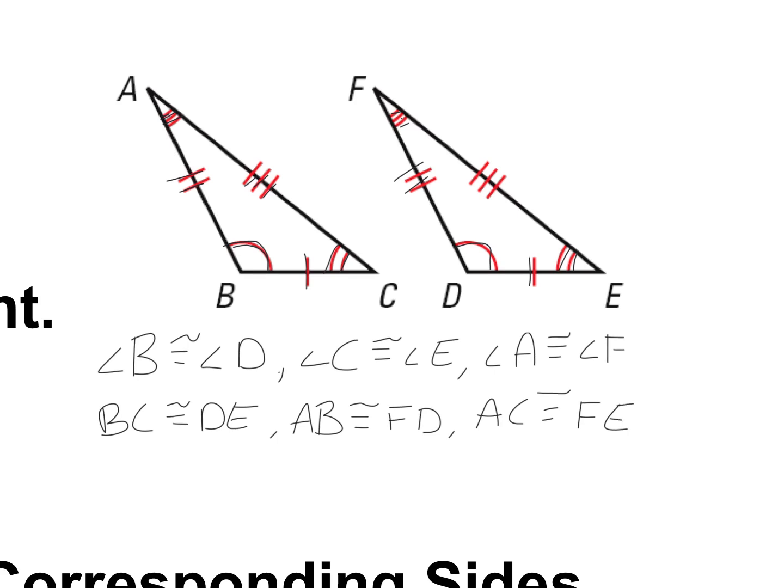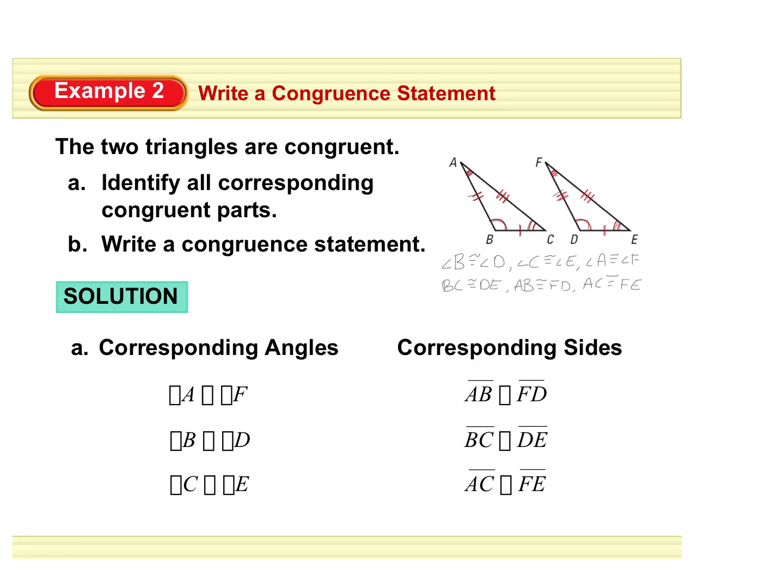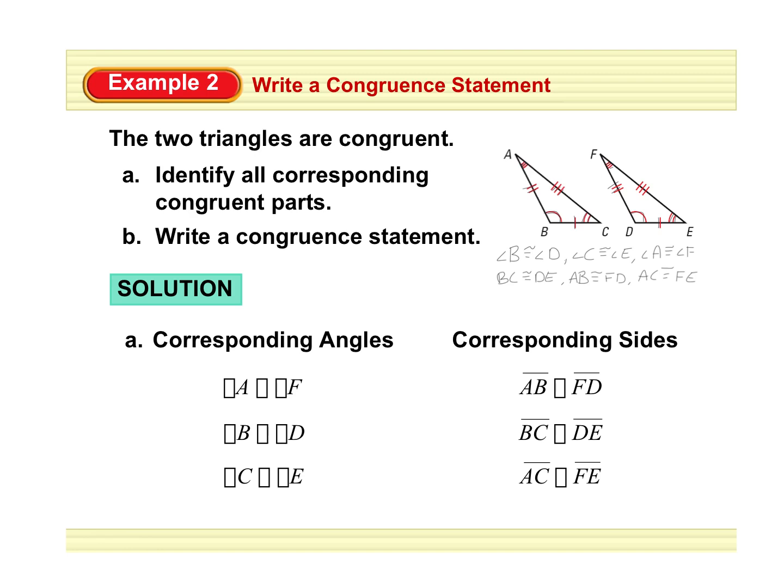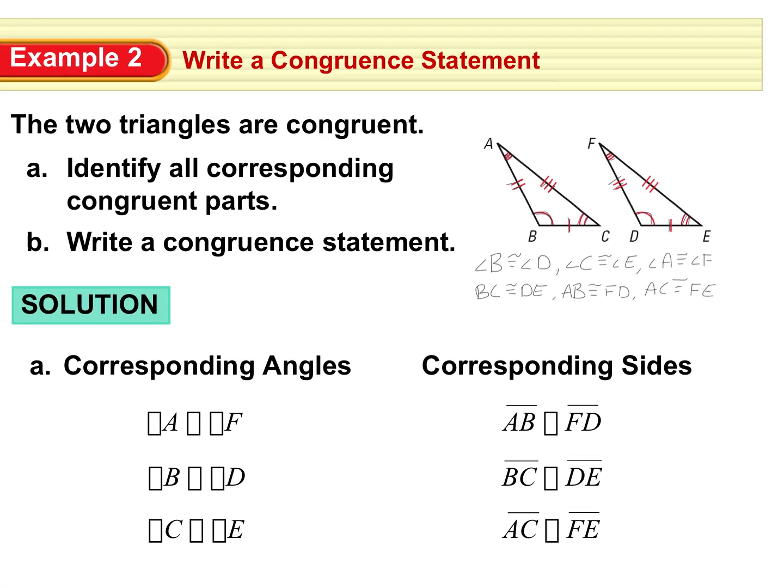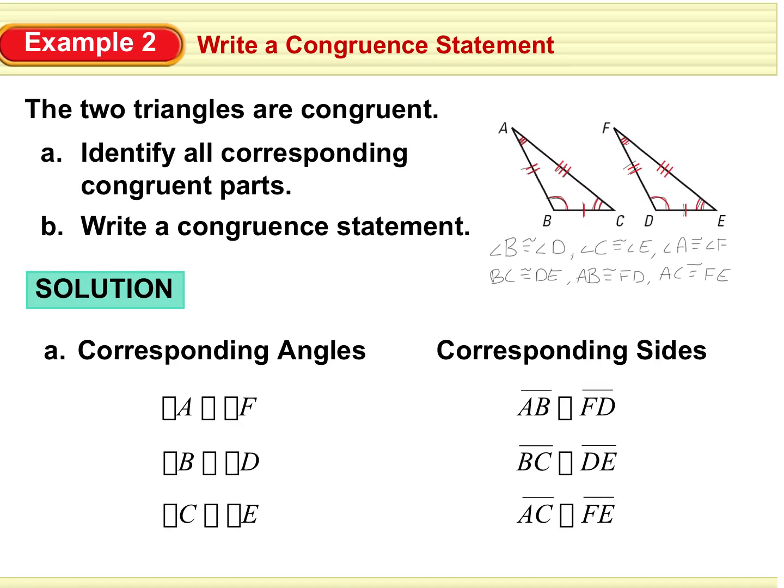Okay, so reading those different markings. On your homework, it's going to give you the congruency statement, and you make your own markings. Okay? Questions on reading the markings?